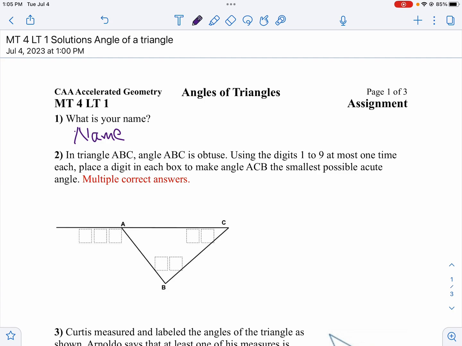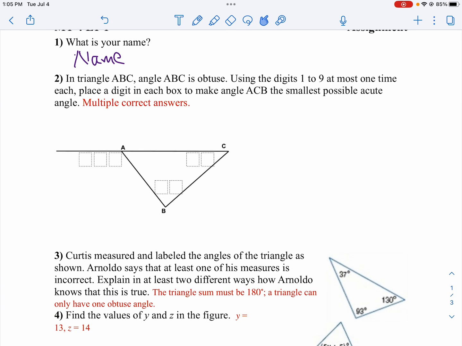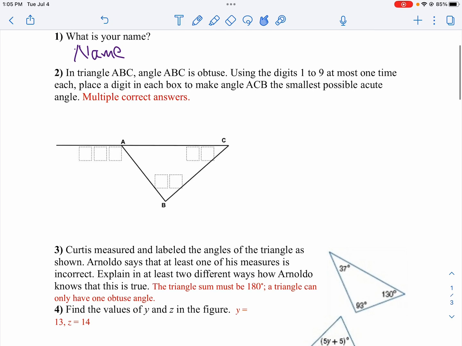exaggerating. I think there were at least 2 correct answers, and I'll give you a hint because we want to make our first one has to be a 1 in this box because all our angles have to be less than 180. And then if I want to make angle ACB the smallest possible acute angle, well, that means angle B I want to make as big as possible. So what digits can you put in for angle B to make it the biggest possible and still give me an angle? That's what you have to figure out.